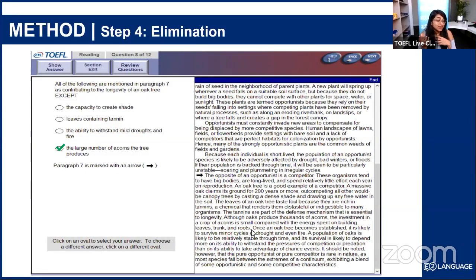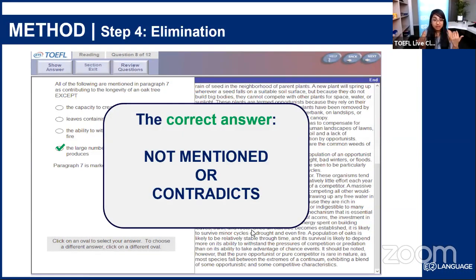Anyway, the passage does mention them, but it doesn't say that it helps the tree live longer in any way. So because this particular thing, that it increases the longevity, is not mentioned, and it doesn't contradict, or if it's not mentioned, then it's the correct answer. So that's the sort of catch for the negative factual questions.